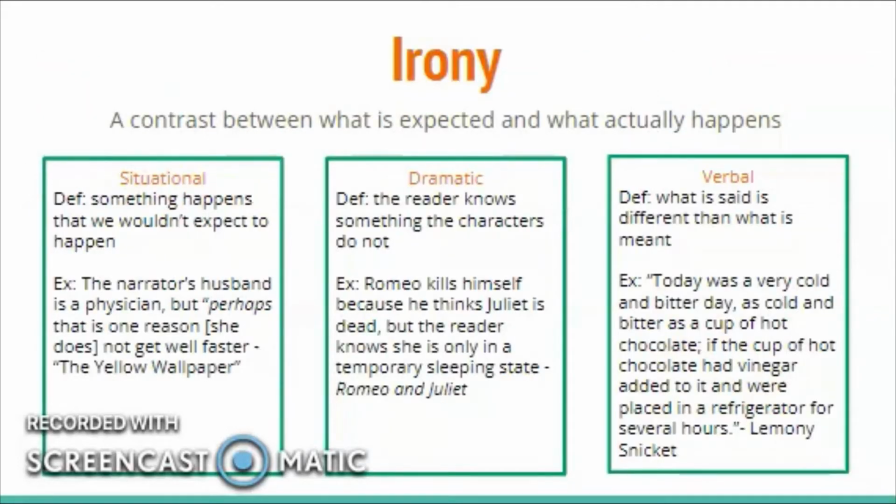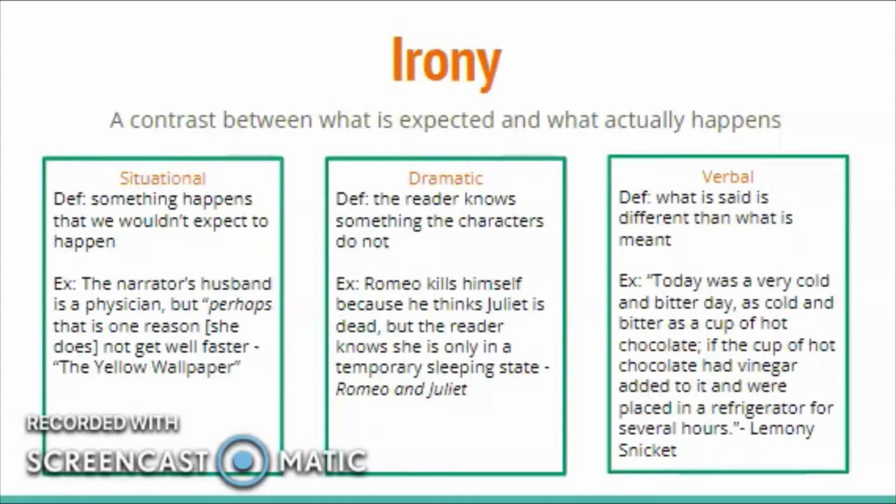Next up, we have irony, and there are 3 different types of irony, so it's not going to be enough just to say that an author uses irony. We have to examine what kind of irony they actually use. So irony is a contrast between what is expected and what actually happens.